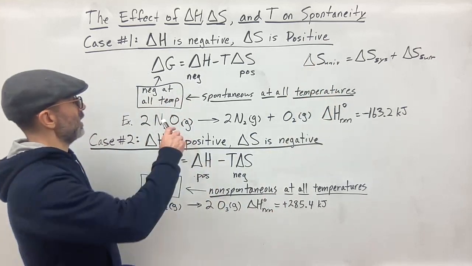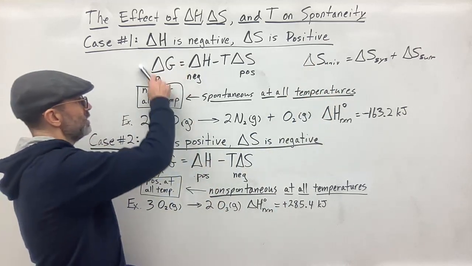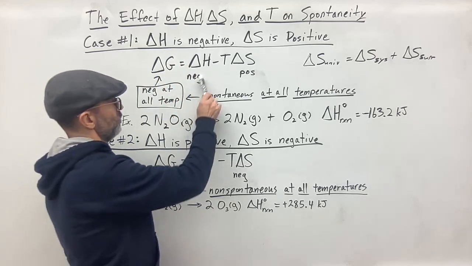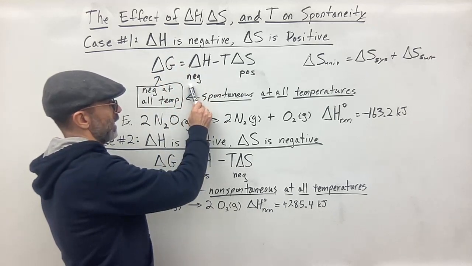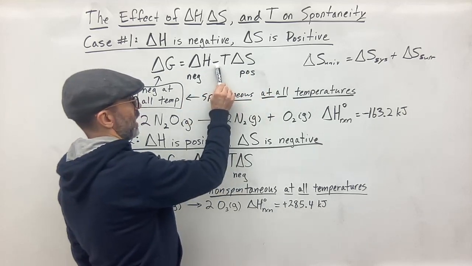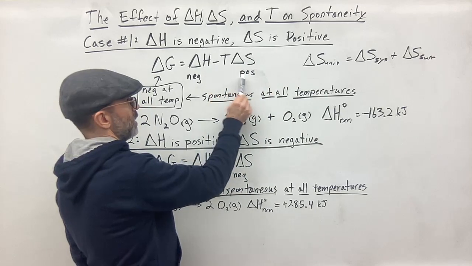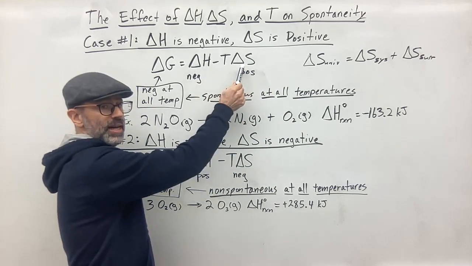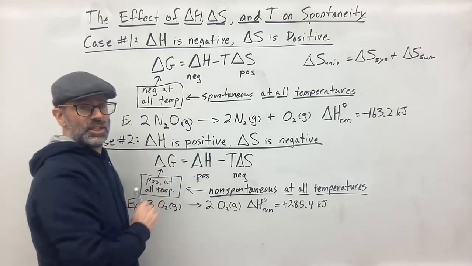And so that means that delta G is going to be negative. Why is it negative? Because we have a negative value for delta H, and we have a positive value for delta S, which is going to be negative, right? Negative times a positive is negative. So both of these parts of our equation are negative, which means that the delta G is negative.